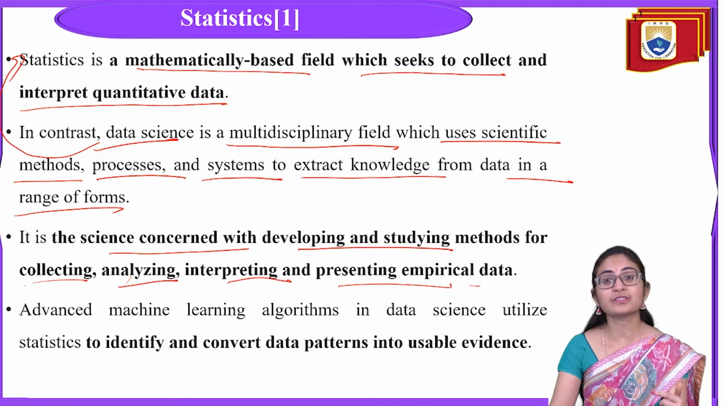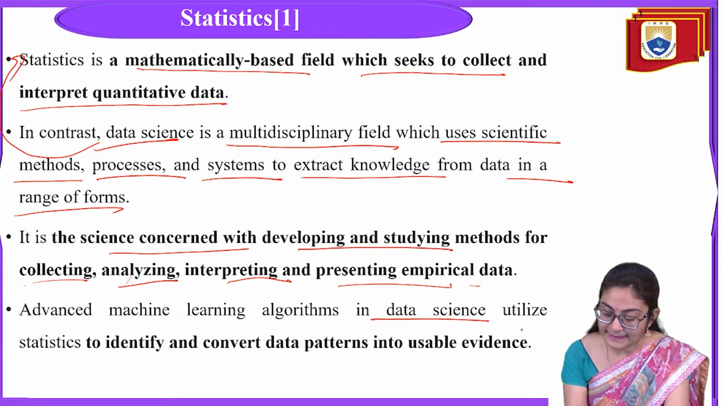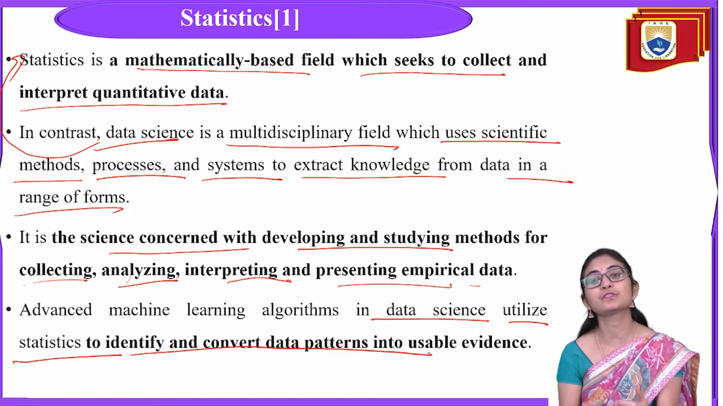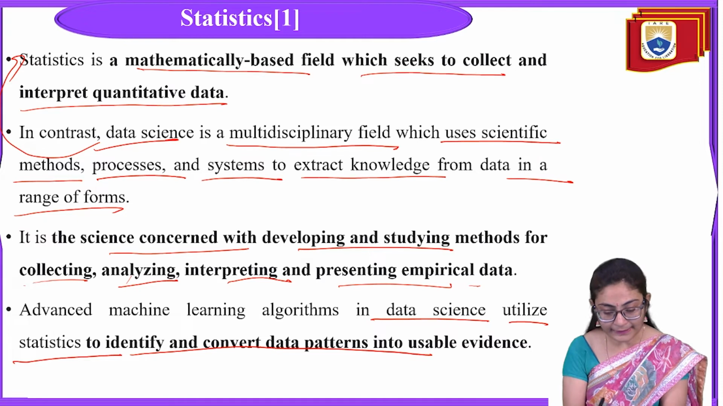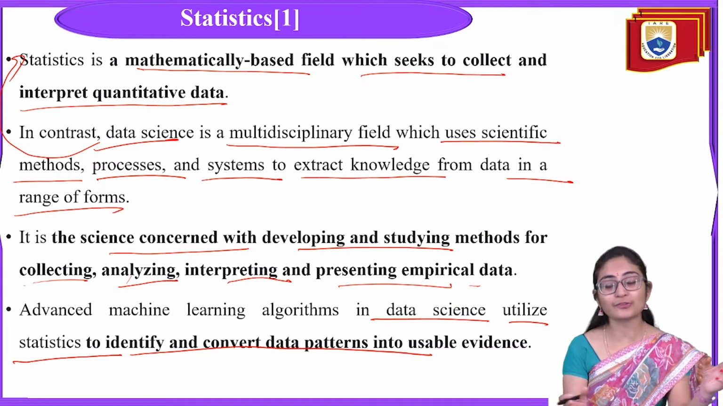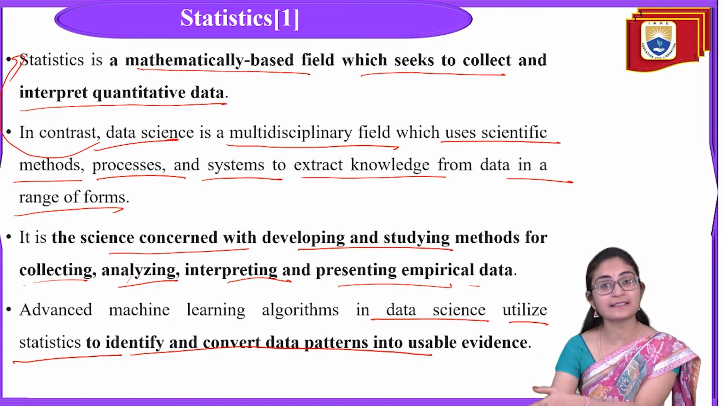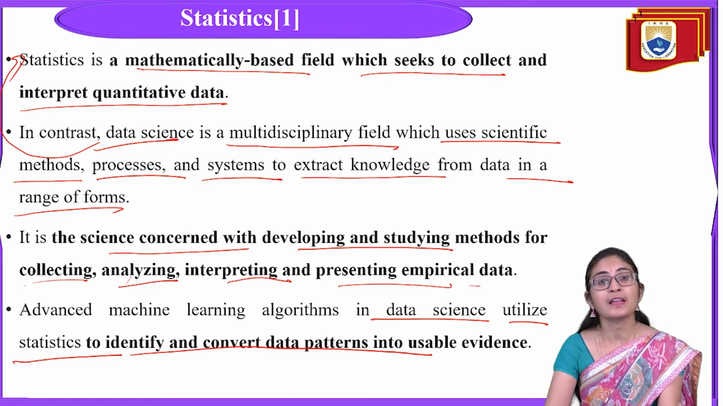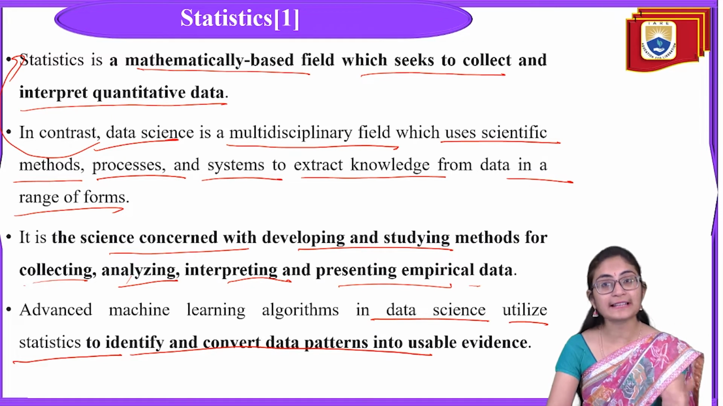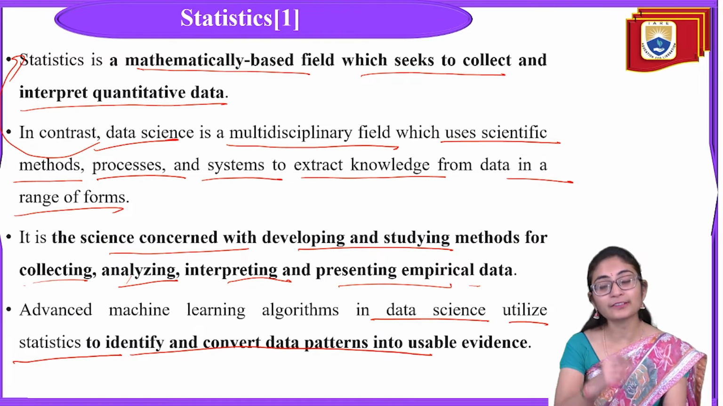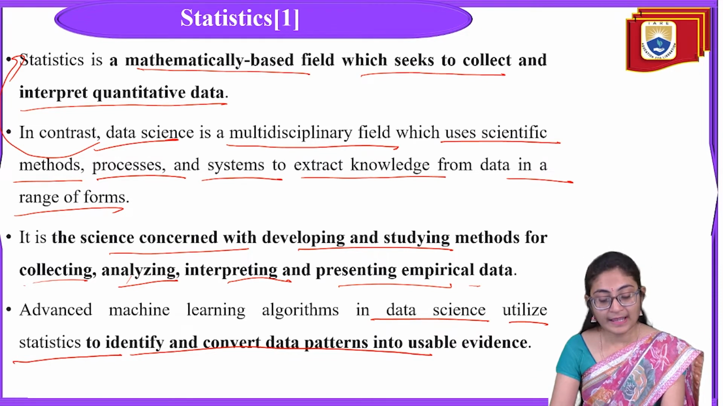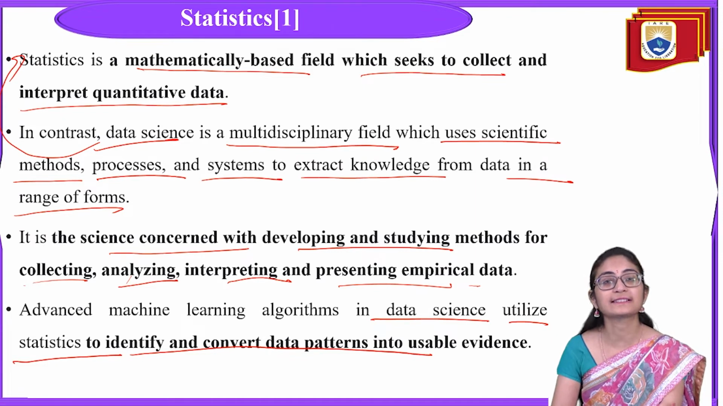Advanced machine learning algorithms in data science utilize statistics to identify and convert data patterns into usable evidence. Machine learning algorithms are used in data science, but for what purpose? Because we have to utilize statistics to identify and convert our data patterns into usable evidence, and that evidence is very useful for data science and statistics.